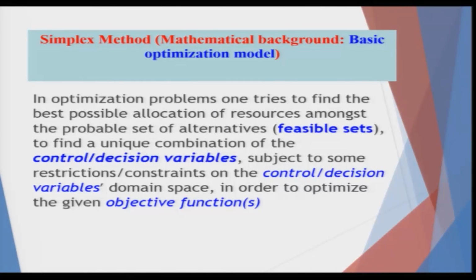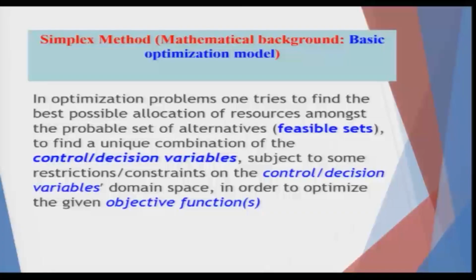So, in the problem of trying to solve for machines, the maximum machine utilization in a day is 8 hours, or one person cannot work more than 8 hours. In that case the constraints specify that 8 hours is there, and you try to utilize the machines in the proper manner to get the optimal solution. So, you have restrictions and constraints on the control decision variables in the domain space in order to optimize a given objective function or a set of objective functions, if it is a multi-objective problem. This is the statement, and then let me write down the problem in a very simple manner.